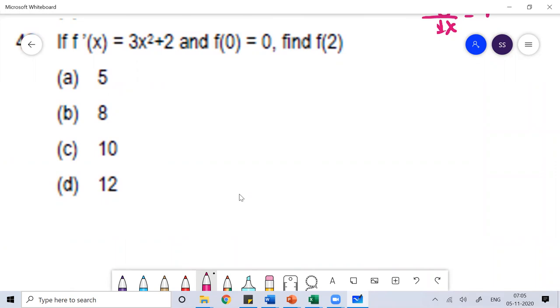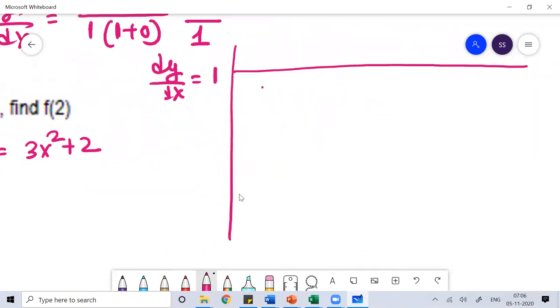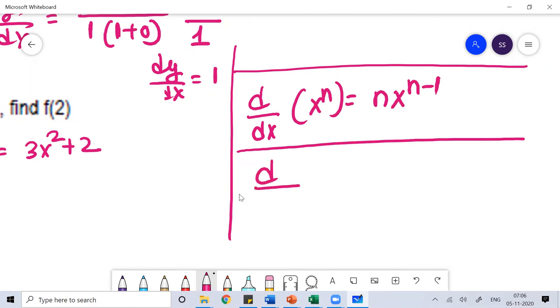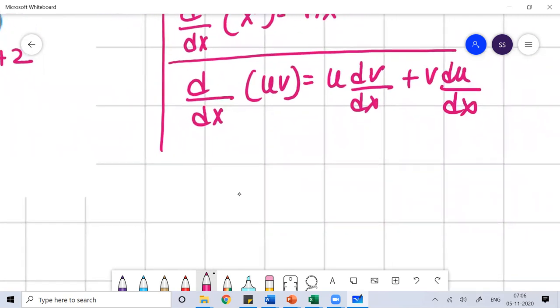So here you can see f dash x is equal to 3x square plus 2. So this is first order differentiation, dy by dx, that is given to you. Before I do this, if you know differentiation, well and good. Otherwise, dy by dx of x to the power n is nx to the power n minus 1. Similarly, d by dx of u into v is u into dv by dx plus v into du by dx.